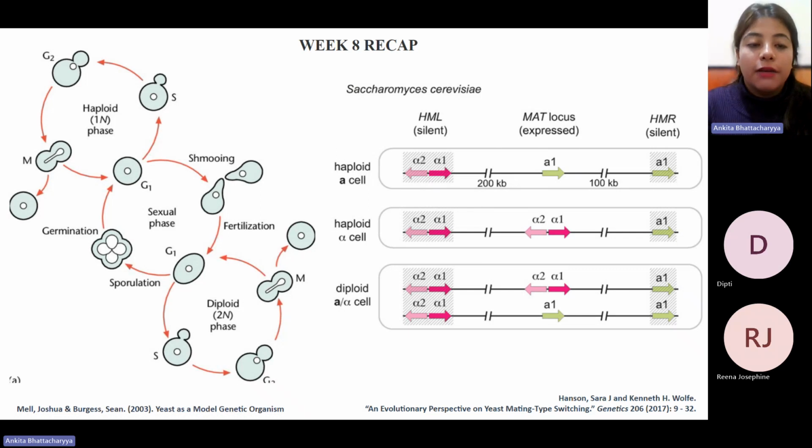So these MAT alpha and MAT A cells form these schmoo structures. They undergo exchange of genetic material, and when this is completed, the cell that is the result of fertilization between these two can undergo sporulation and germination. If that fertilized cell undergoes sporulation and germination, it will generate more and more haploid cells, which will again enter into the haploid phase of the yeast life cycle.